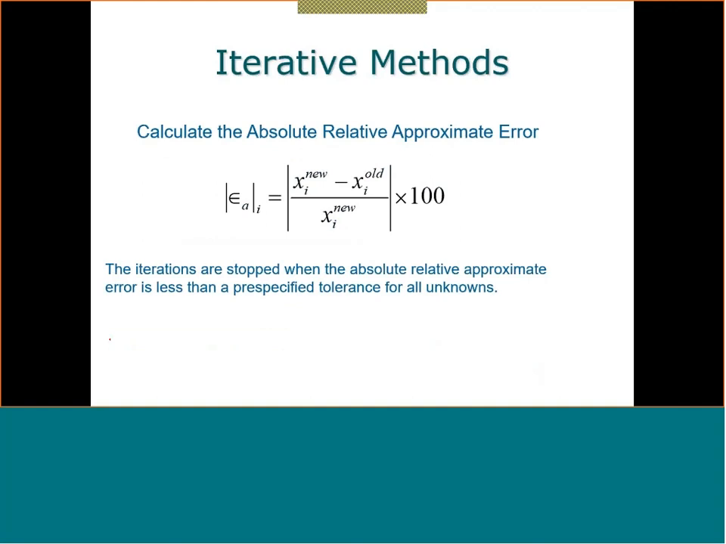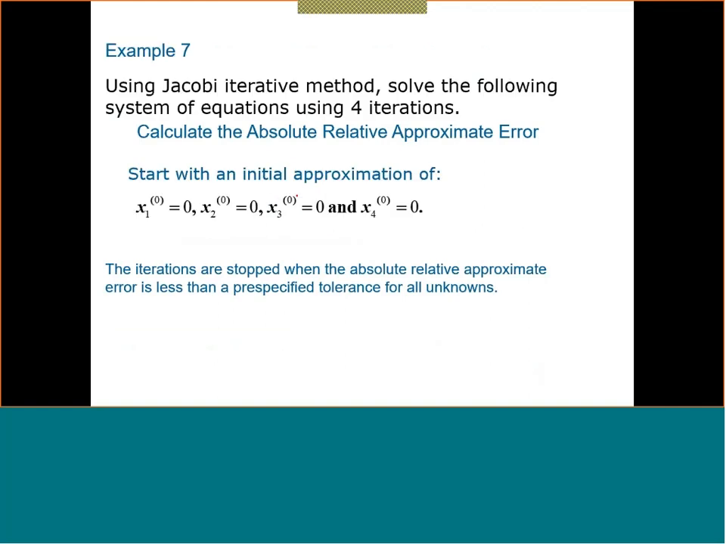The only difference between the two is how they update their values in the iterations, as we will see. Then we will use the absolute relative error: you take the current answer and the previous answer, subtract them, and divide by the current answer. This is what we call the absolute relative approximate error, percentage wise, and you compare it to your criteria. Once all the variables reach this criteria, you stop your iteration.